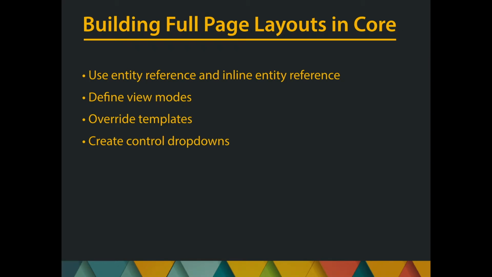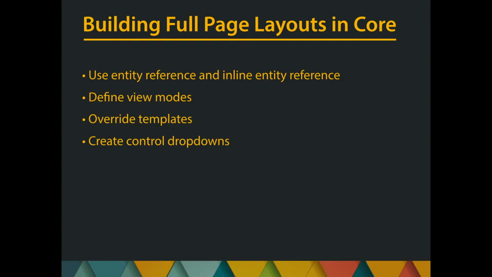So let's start with building full page layouts in core. What would you do? There is a very simple concept that has been there forever. We just never used it, but it's been there since Drupal 7. So basically, we are using just content types that are helper content types, and we entity reference them in a certain view mode, and then we can override the templates for this view mode and control it with drop-downs.